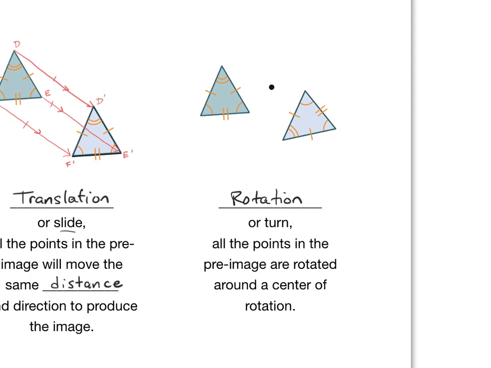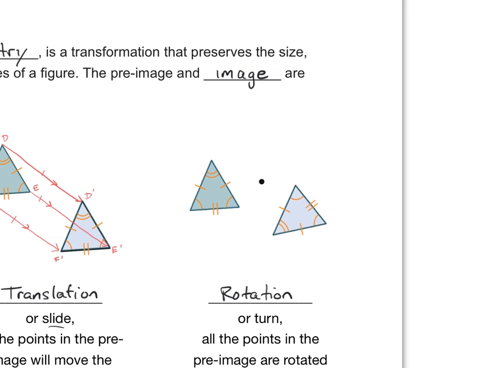A rotation, or turn: all the points in the pre-image are rotated around the center of rotation. So here, if we look at this image, it looks like if we had D, E, F, this would be D prime, E prime, F prime. And looking at my lines of rotation, if I connect D to my center of rotation, and I have E prime, and I see that angle that's formed, I could say that, hey, that looks to be about 120 degrees.